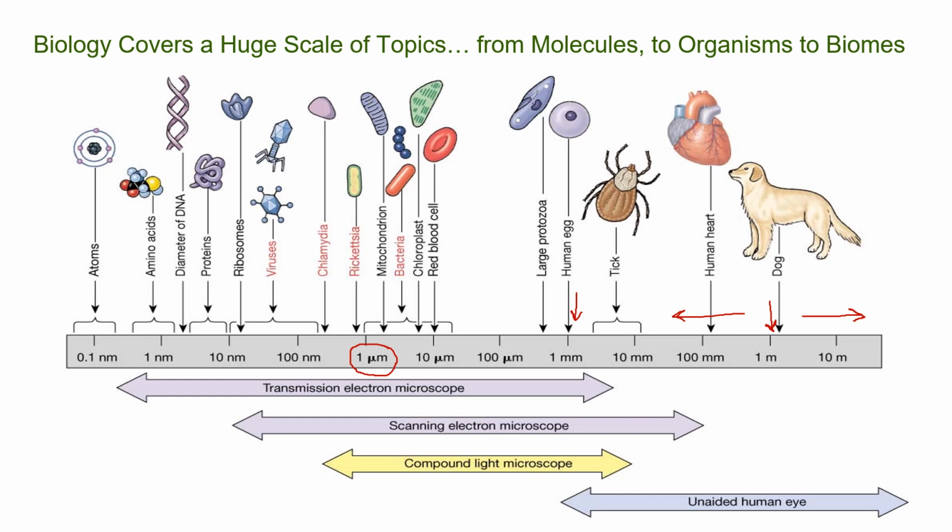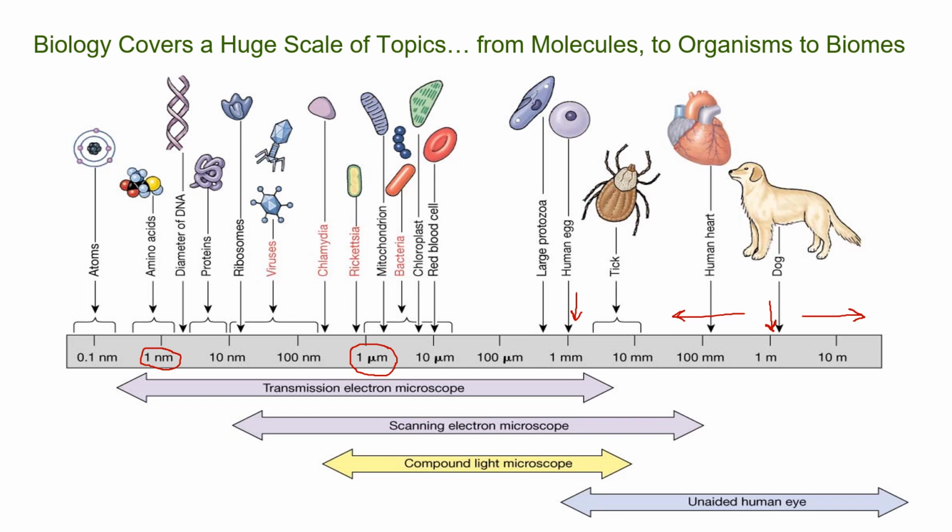So when we go from that human egg down to a mitochondrion, the mitochondrion is 1/1000th the size of the human egg. Now we can go down further and we can talk about nanometers. And a nanometer is 1/1000th the size of a micrometer. So just to point out here, we're talking about a huge scale of stuff that we're going to look at in this course and that biologists look at.